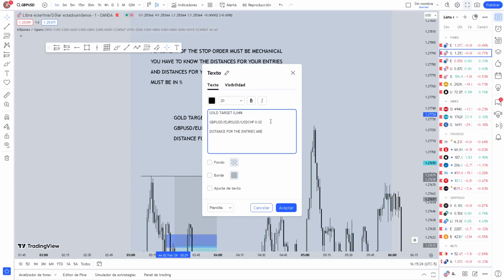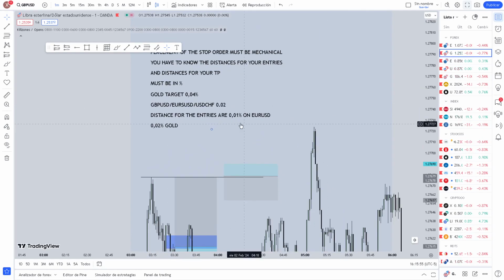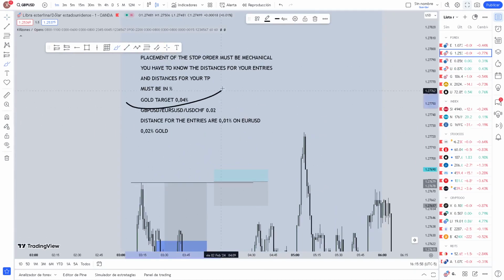are, you write down, this is already backtested for you, so I will save you a lot of time. So distance for the entries are 0.02%, no, 0.01%, sorry, on EUR/USD, 0.02% on gold, right? So this is what you have to get. This is mechanical, write this down.